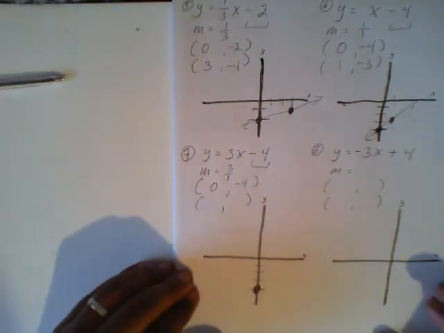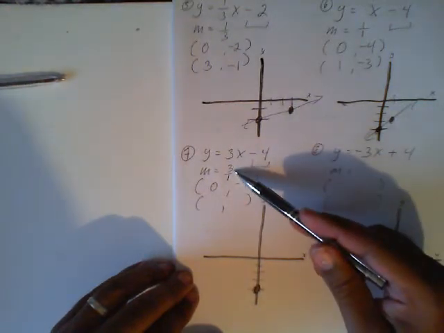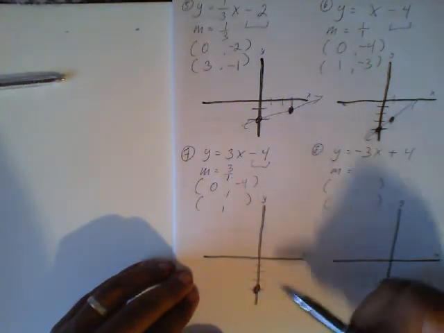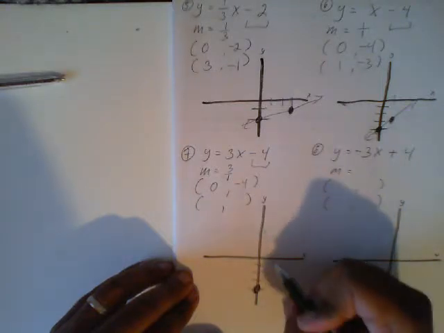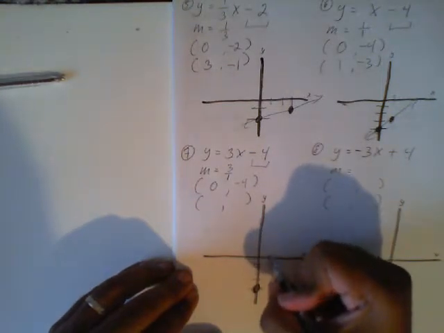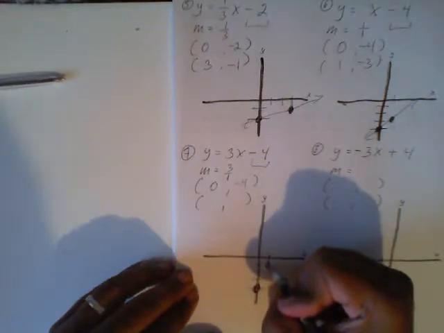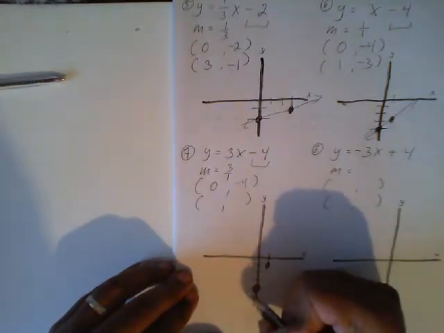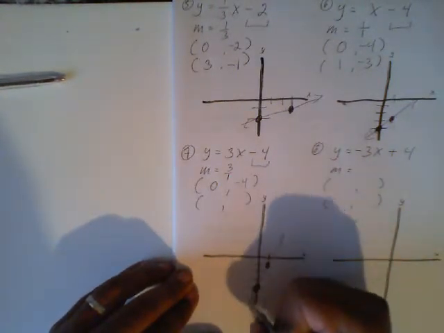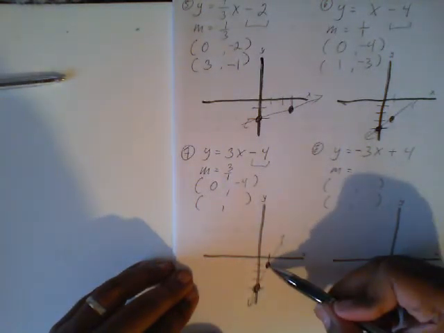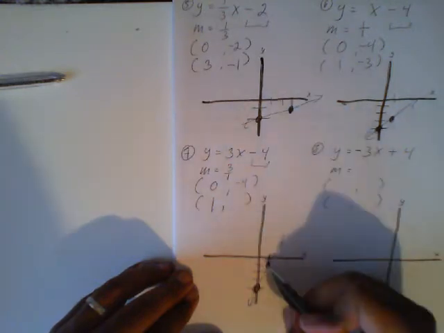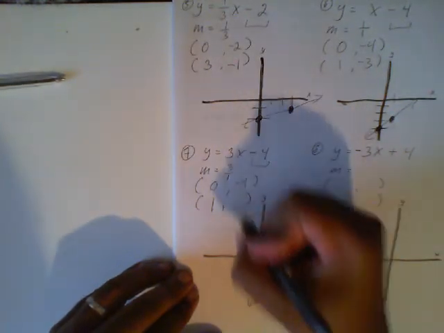Here's my point. And so I'm going to rise 3 and then run 1 time. So let's rise 3 times. 1, 2, 3. And then let's go over 1 time, which takes me to this spot right here. Okay, and I draw my line through it. Okay, this coordinate is where x is 1 and where y is -1.